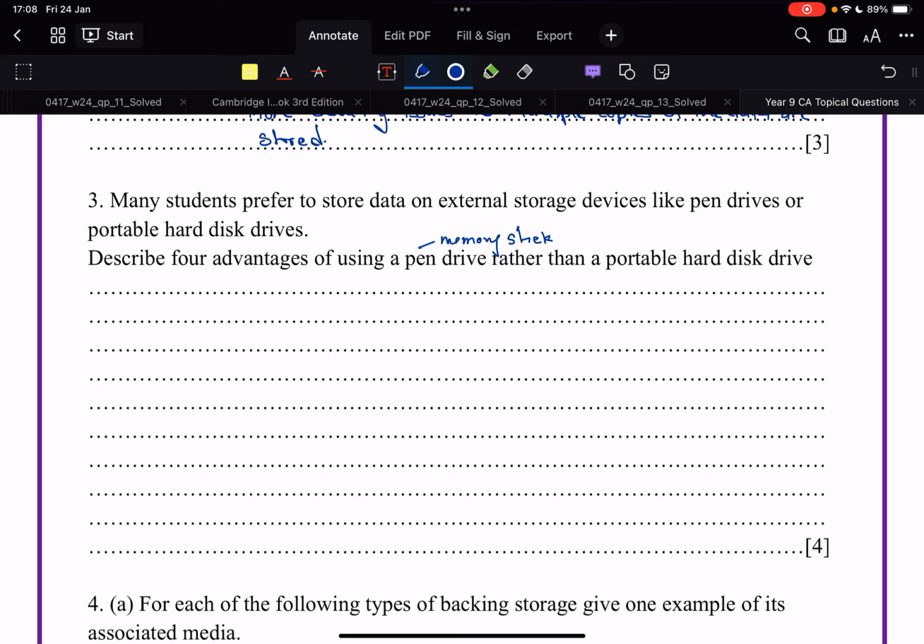Okay, a USB pen drive is a flash drive with a USB connector. In other words, it is a type of flash drive with a particular purpose. So it's more or less like plug and play, right? You plug it in and it would work. Okay, so what's the advantage of using this over a portable hard disk drive?